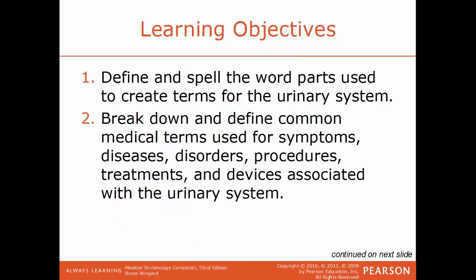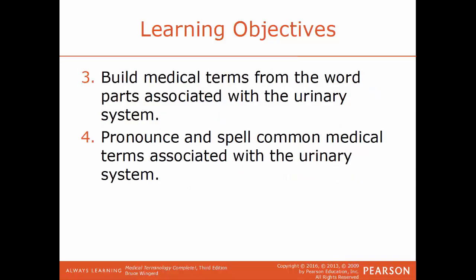Learning objectives for this chapter: define and spell the word parts used to create terms for the urinary system. Break down and define common medical terms used for symptoms, diseases, disorders, procedures, treatments, and devices associated with the system. Build medical terms from the word parts associated with the urinary system. Pronounce and spell common medical terms associated with the system.